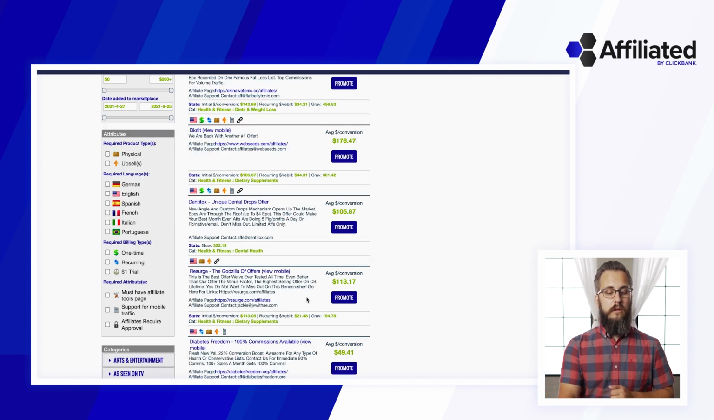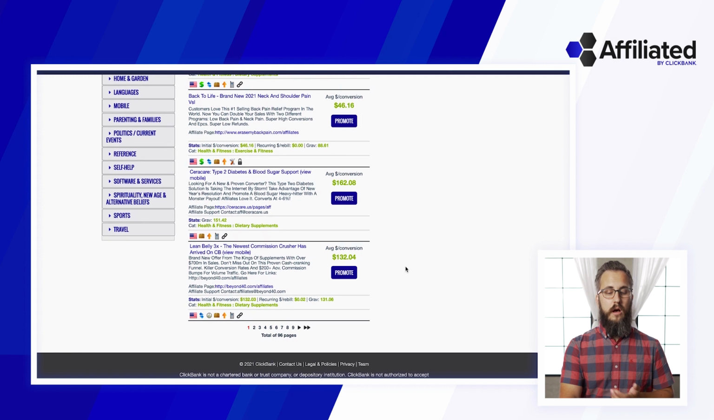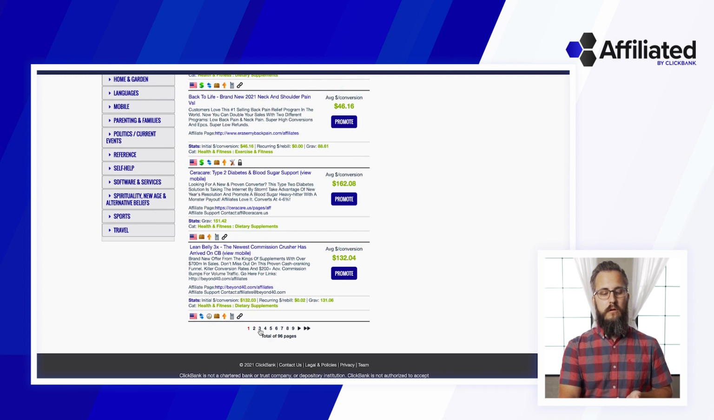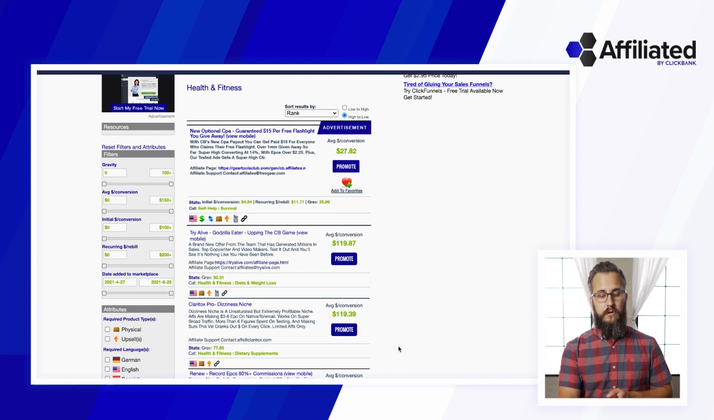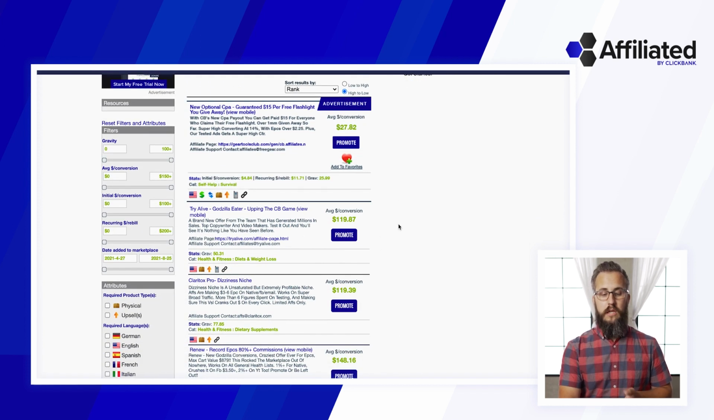So if you're worried about CPMs or competition and other people bidding against you, you might have to look into page 2 or 3, sometimes even 5 and 6 if it's a big category like health and fitness, and say, I still want to go find these high payout offers, like Try Alive right here. It's getting me $120, and my gravity's a little bit lower, so maybe there's fewer people promoting it.